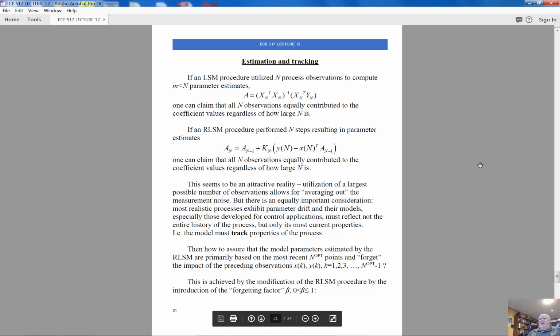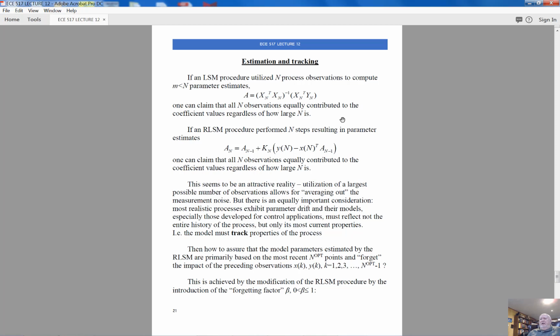Finally, in this lecture 12, I want to talk about estimation and tracking. Please take a look at the RLSM procedure. It gives you a formula to compute the unknown coefficients of the controlled process. Now, you also know that the more observations we use, the more accurate the results are supposed to be. And if you look at this procedure again, you will see that every single observation equally contributes to the parameters A.